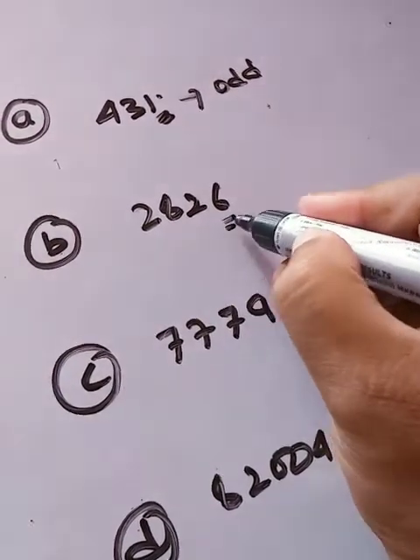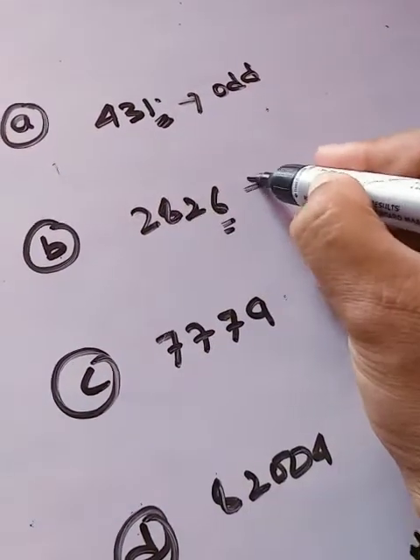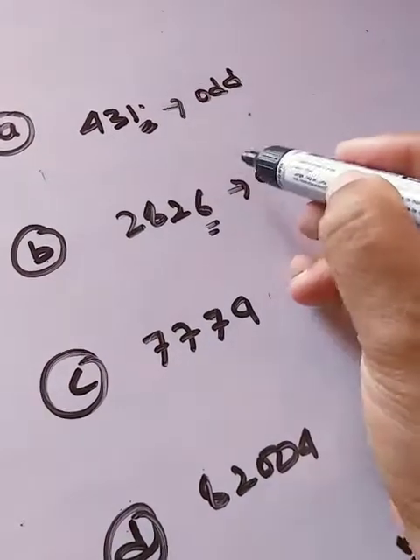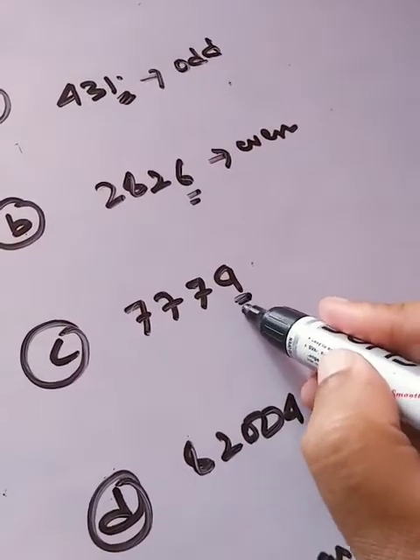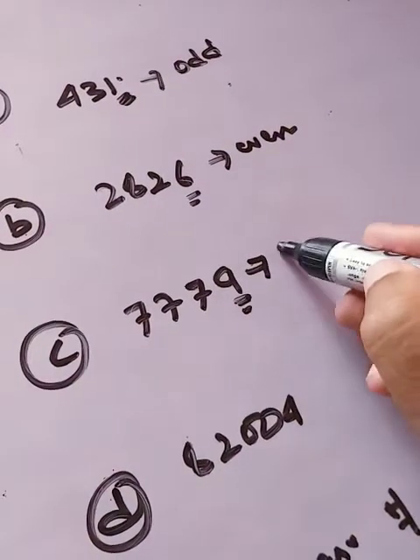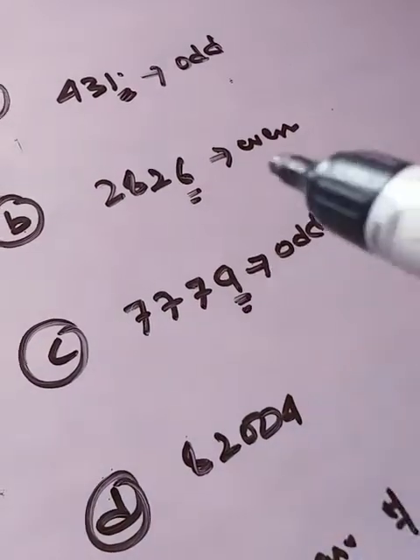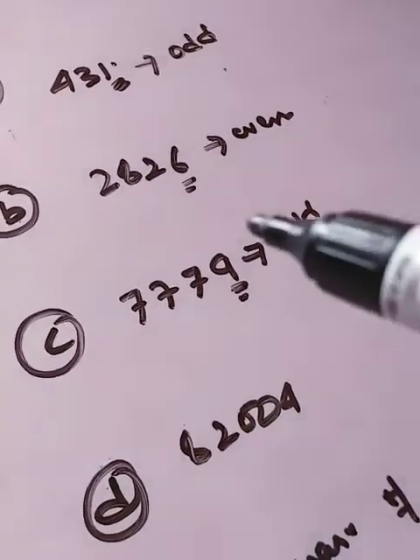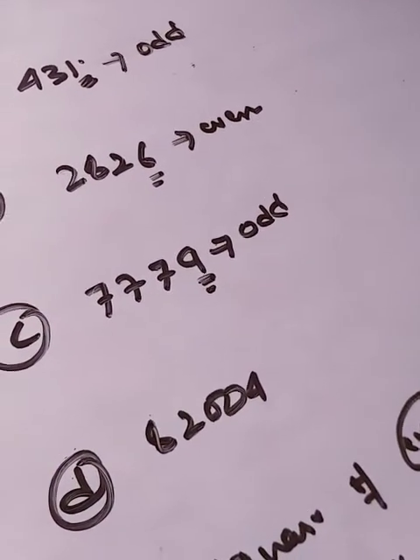Now this number is what? 6. 6 is divisible by 2, so this number is an even number. So it is quite obvious that if we square this number, we will get an even number only. Now what about this one? The last digit is odd, so it is an odd number, not divisible by 2. So if we square this number, we will get an odd number.